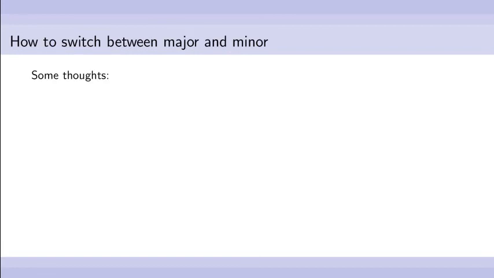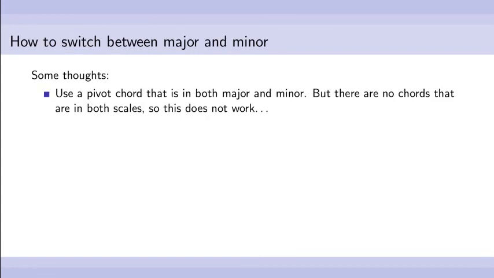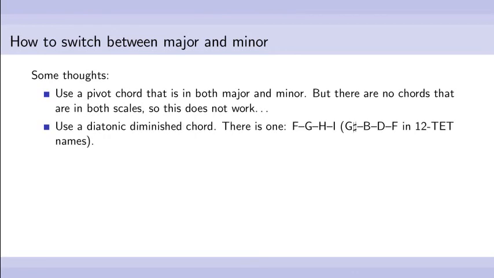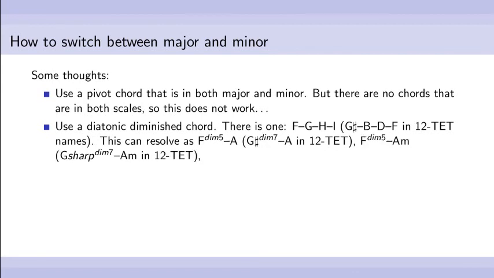Some thoughts. Use a pivot chord that is in both major and minor, but there are no chords that are in both scales, so this does not work. Use a diatonic diminished chord. There is one, F G H I. This can resolve as F diminished to A major. F diminished to A minor.